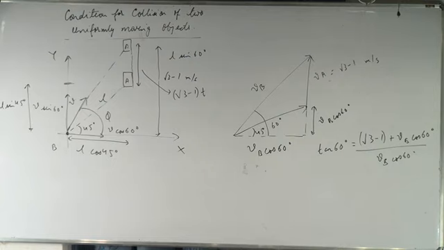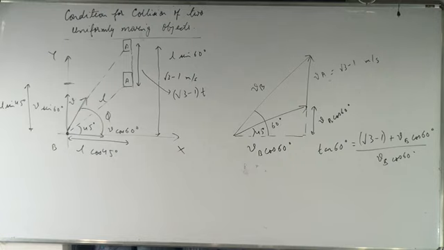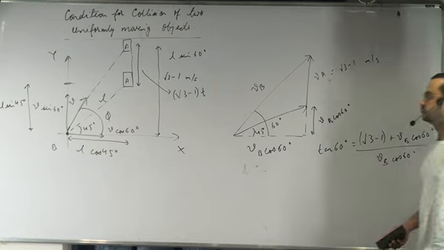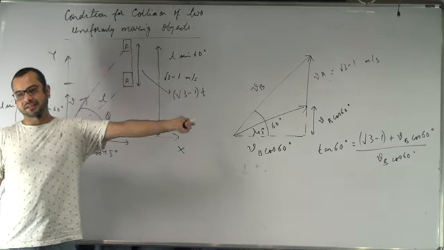Is that clear? VB cos 60 ka value nikal gaya, toh VB ka bhi value toh nikal gaya. Answer toh pata hi hai. Is that clear? And this is the method we like to follow. This is simpler, faster. Is that clear?